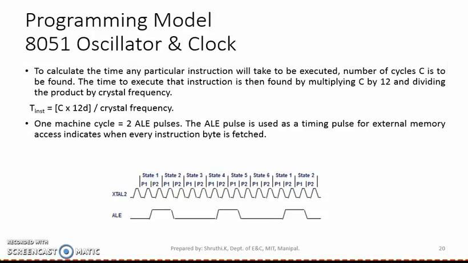To calculate the time taken for a particular instruction's execution, let us consider the number of cycles as C to be found. The time to execute that instruction is found by multiplying C by 12 and dividing the product by crystal frequency. So the equation is T instruction, or the time taken to execute an instruction, is equal to C into 12 divided by the crystal frequency. One machine cycle is equal to 2 ALE pulses. The ALE pulse is used as a timing pulse for external memory access when every instruction byte is fetched.